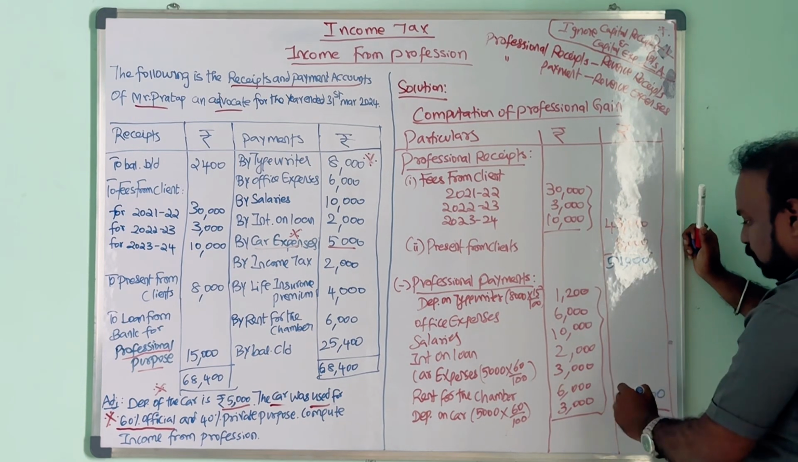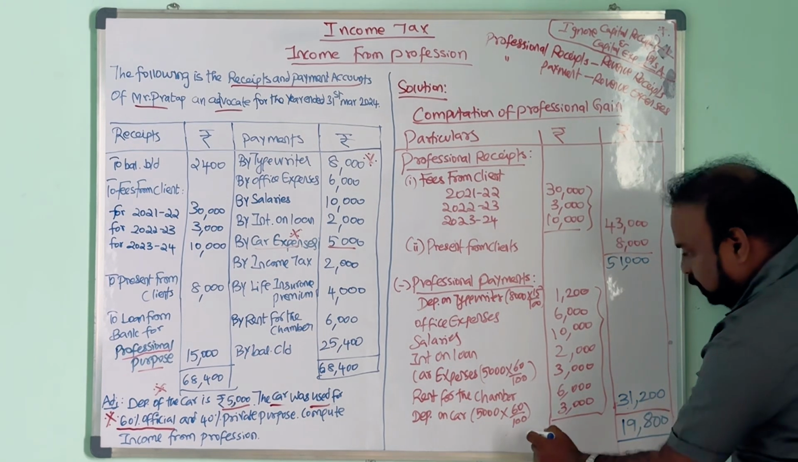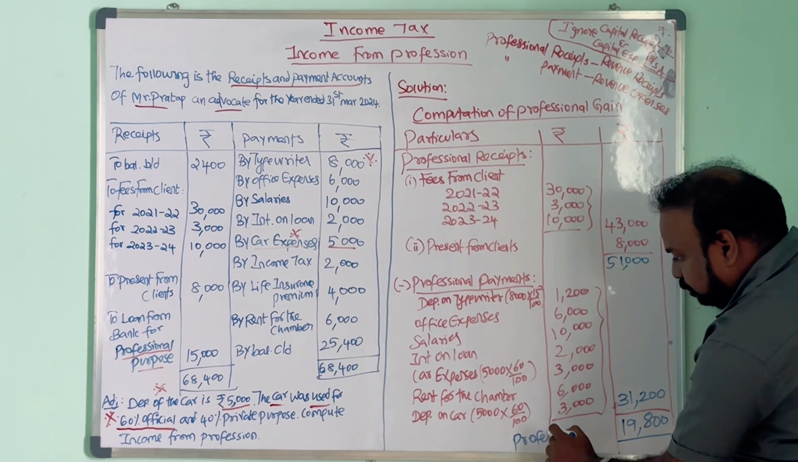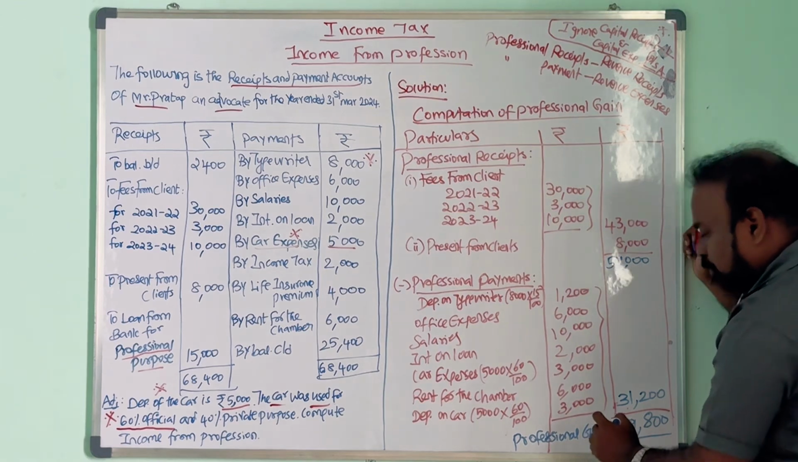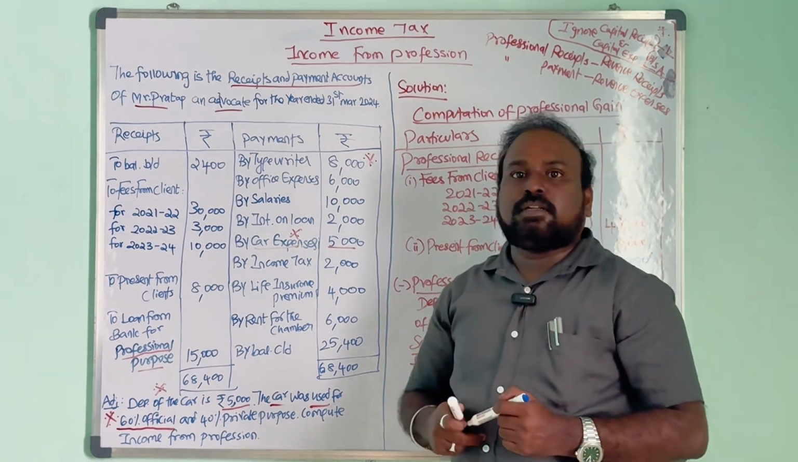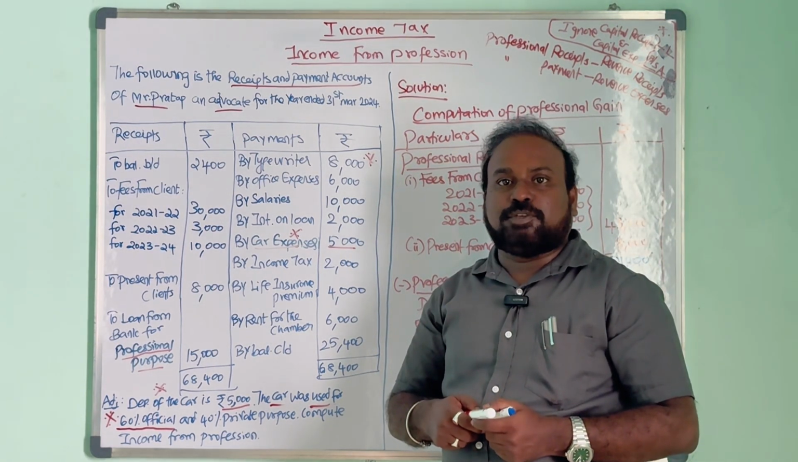Now 51,000 minus 31,200, 19,800 is the professional gain. It is an important Part C problem from the semester examination point of view. Thank you.